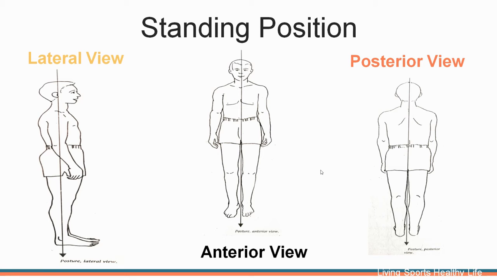Standing position. Here we categorize the standing position into the lateral view, the anterior view, and the posterior view. The posture is easier to describe in a static standing position because, except for a slight amount of sway when standing, the body is not moving. However, many of the guidelines for static posture can be applied to dynamic posture.